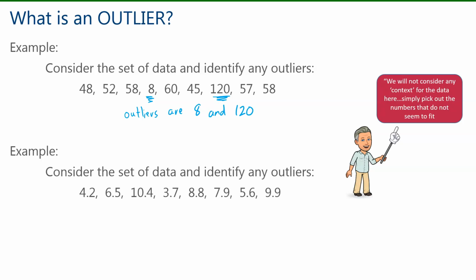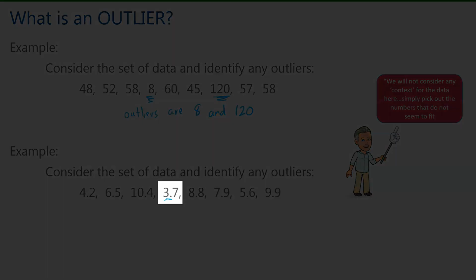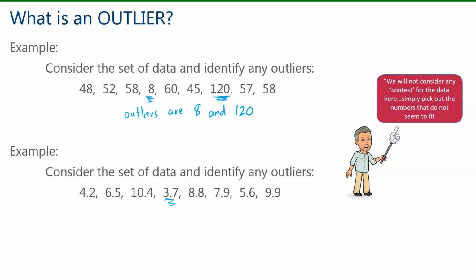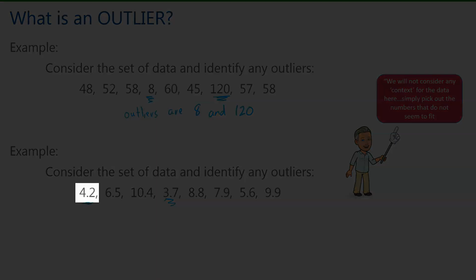How about this set of data? 4.2, 6.5, 10.4, 3.7, 8.8, 7.9, 5.6, and 9.9. If we look through this set, are there any values that look significantly different than the others? For instance, if I look at the smallest value there, 3.7, is that significantly different than all the other data values? And the answer is no, because 4.2 is not that far away from 3.7, and then 5.6 is not that far away from 4.2.